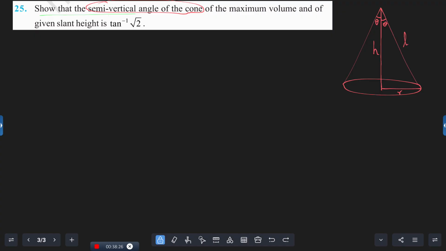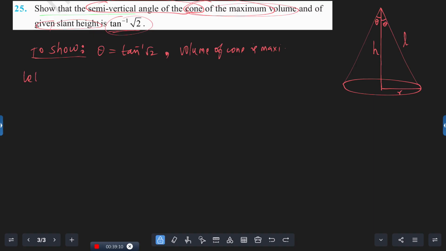Understand? The semi-vertical angle of the cone of maximum volume, given the slant height, is this one. That means theta equals tan inverse root 2, you have to prove. Then the cone has maximum volume, that is also what you have to show. That's it, this is what is being asked. Okay, shall we go?